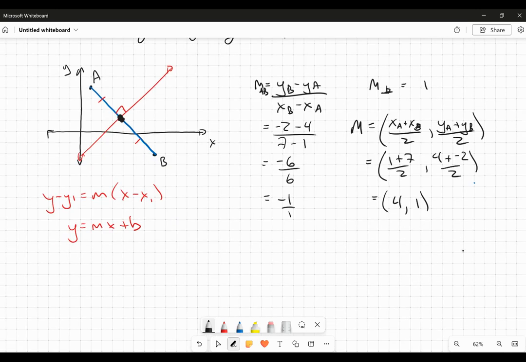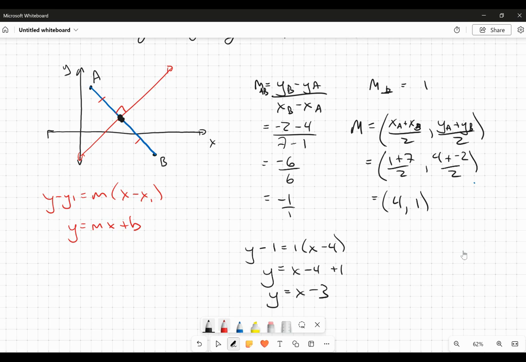If I put it in point slope form, it'll be y minus 1 is equal to 1 times (x minus 4). And in this case here, it's pretty easy to multiply that 1 through, get x minus 4, and then add that 1 on the other side here. And so I would get y is equal to x minus 3.